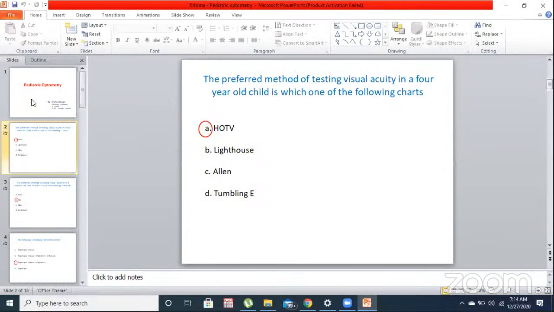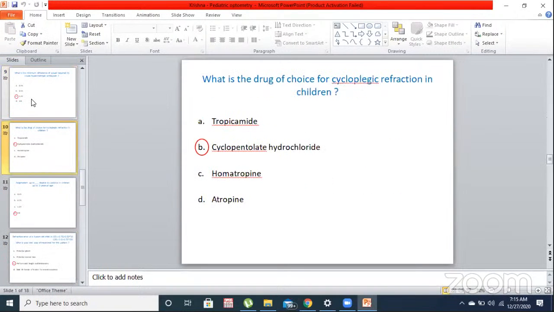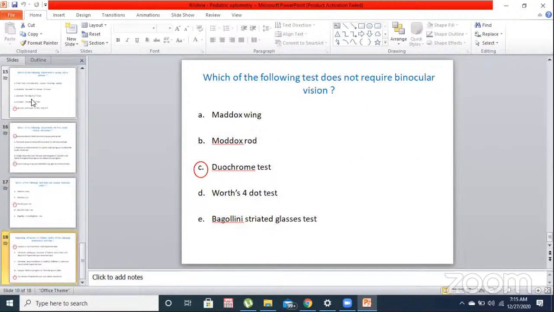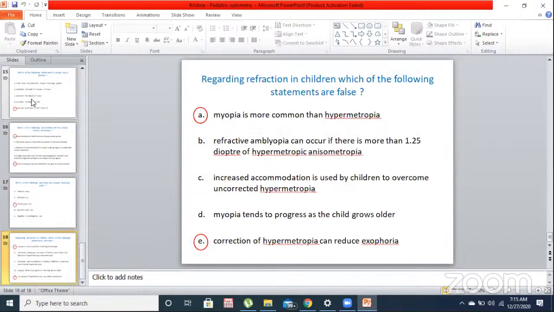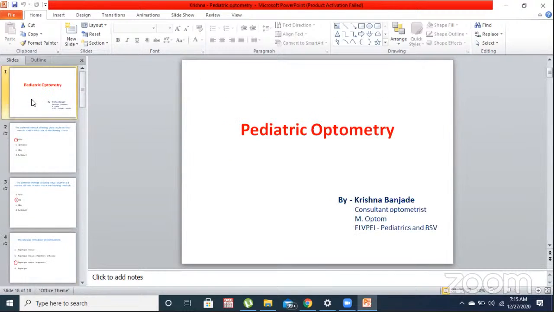Done. So anything regarding this PPT you want to ask? No, sir. How can we take history for a child? What does the history of a child include?